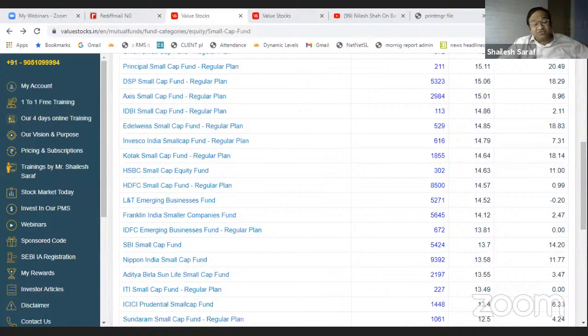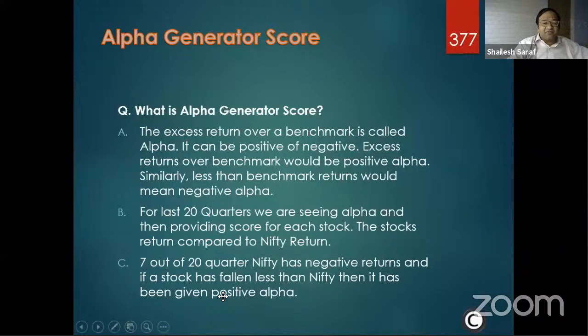I was very surprised to see the Alpha Generator Score, which sometimes many people are missing. So please listen very carefully, because your eyes will just open up right now in the next 3-4 minutes. What is the Alpha Generator Score? The excess return over a benchmark is called alpha. It can be positive or negative. So we have to find out which are the schemes which are actually generating alpha. If the benchmark is going up by 10%, we should be buying those schemes which will bring more than 10% return. Yes or no, friends?